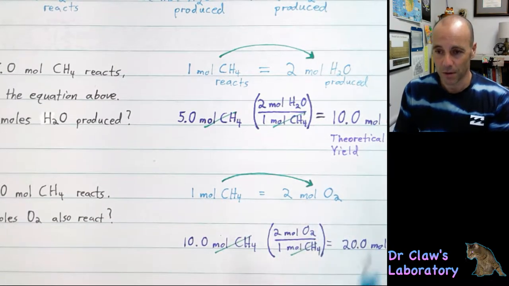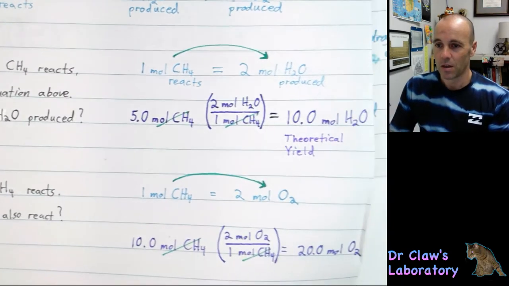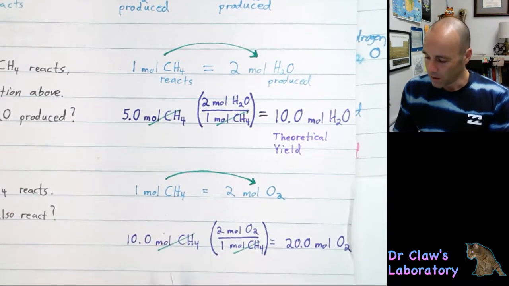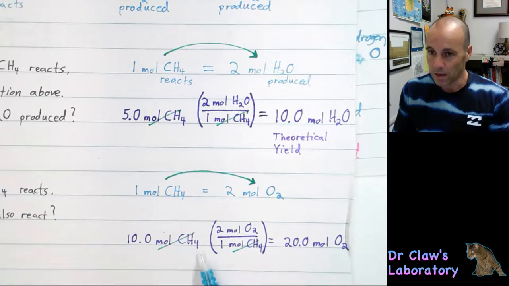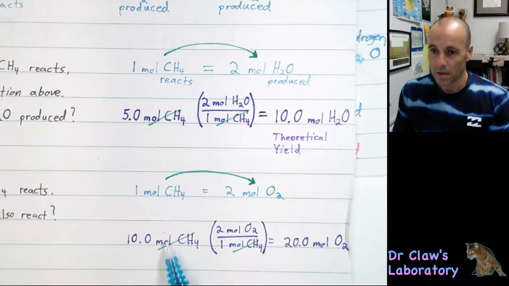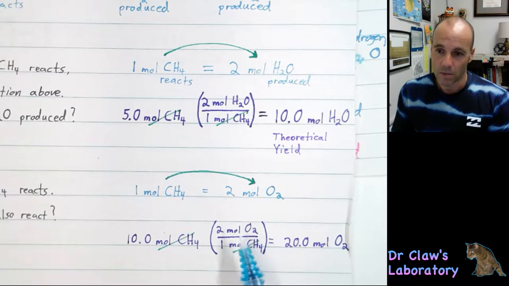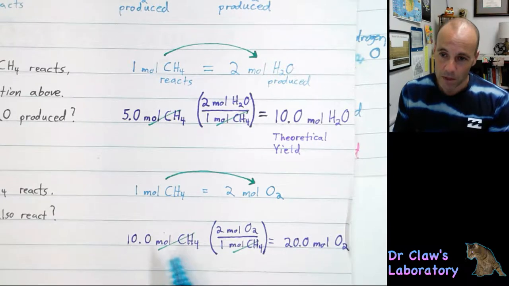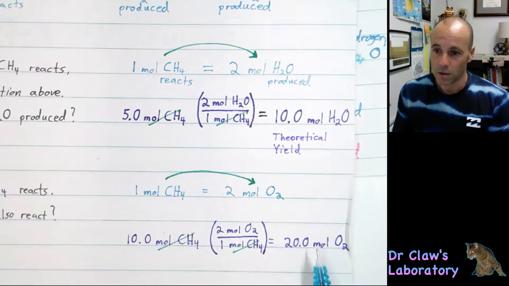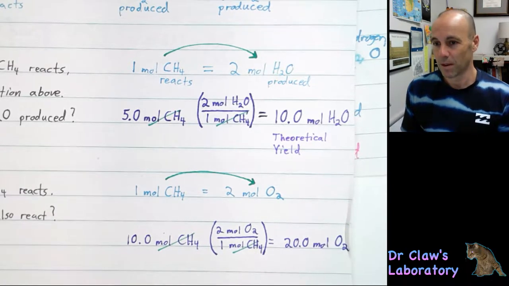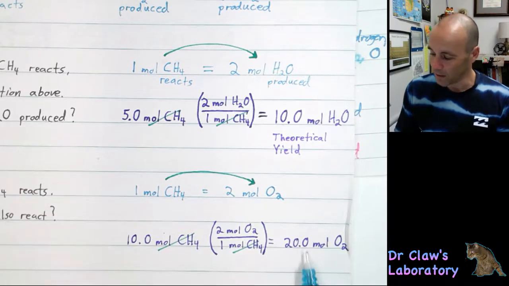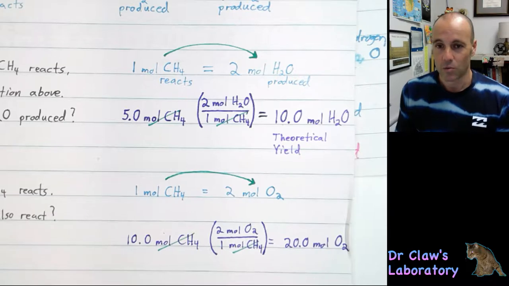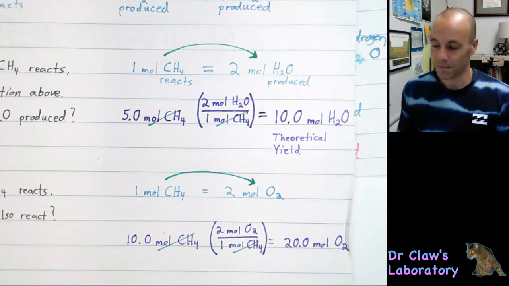That lets us convert between methane and oxygen. And here you go. You take your 10 moles of methane, you turn this relation into the conversion factor. The methane moles cancel, and you're left with oxygen moles. And so those are your units. And then the numbers multiply together to give you 20 moles. All right. So not too bad. And that would be how much oxygen is expected to react with that much methane.